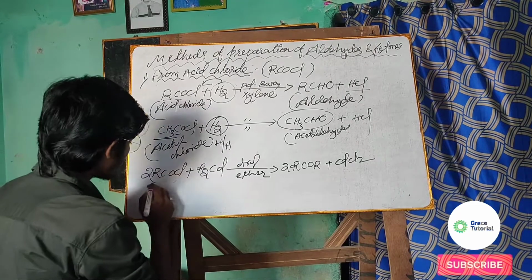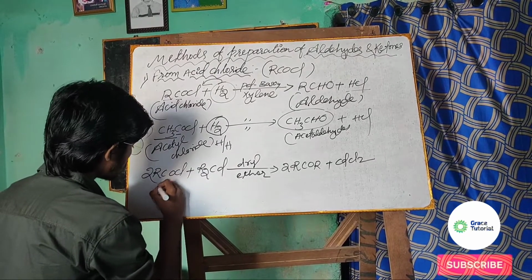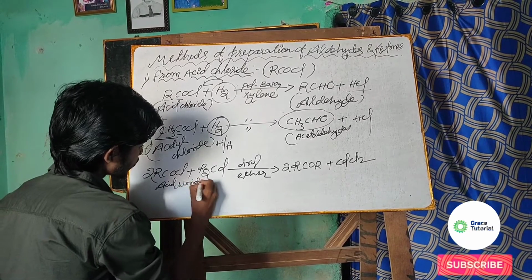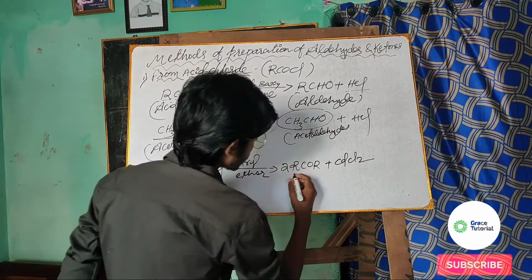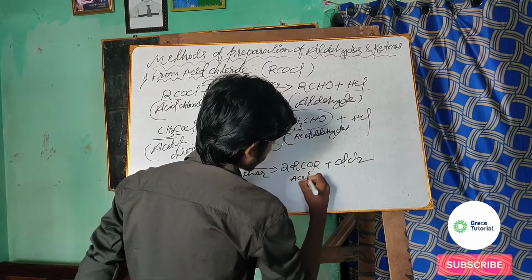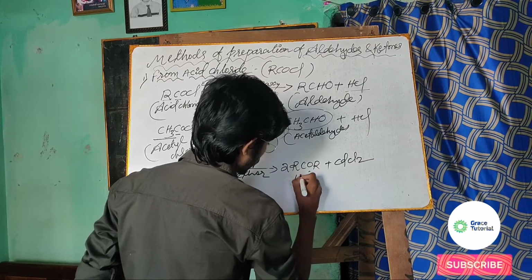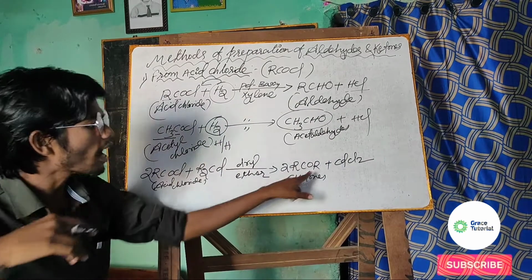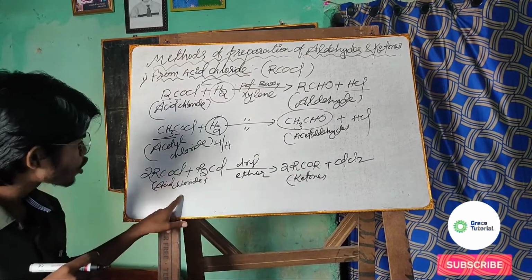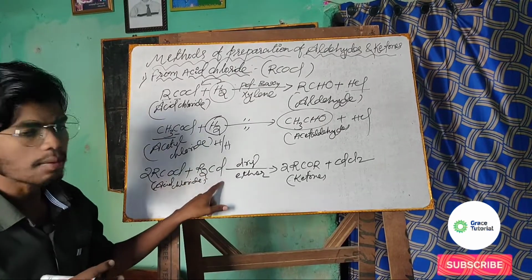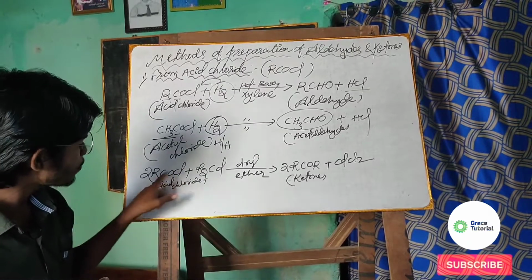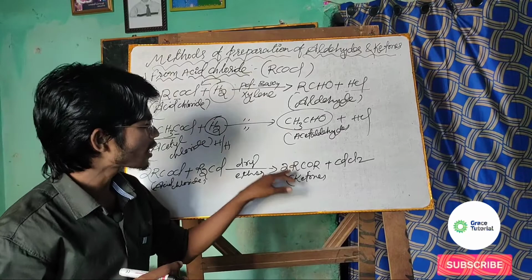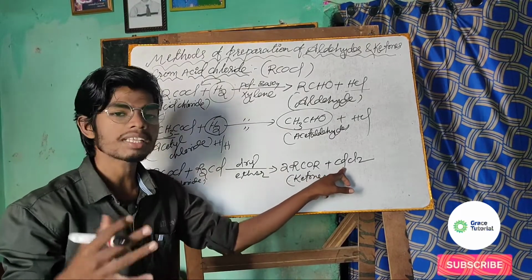Let me give you the specific example. This is acid chloride, and this is ketone. So RCOR means ketone. And this is dialkyl cadmium. When this dialkyl cadmium reacts with 2 molecules of acid chloride, then 2 molecules of the ketone are formed with the liberation of cadmium chloride.